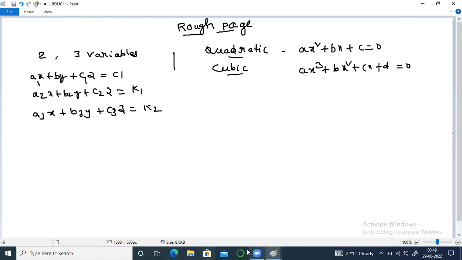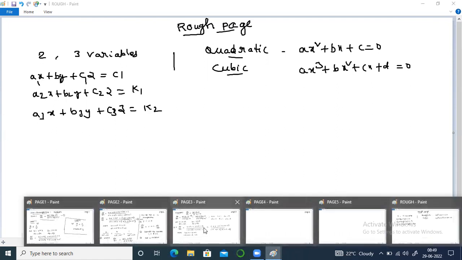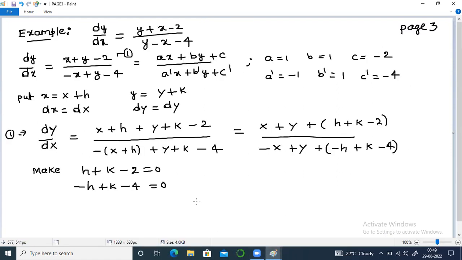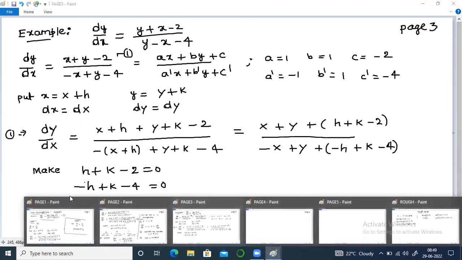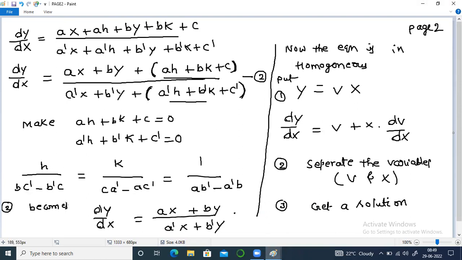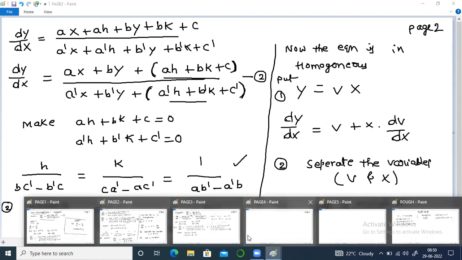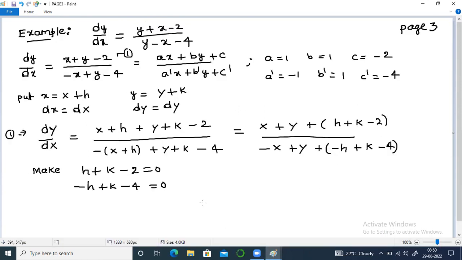Please use that. Now I'm going to the third page. You can solve by whatever method you want. Even one method I told you in the beginning, in the theory, right? Some direct formula: h by bc dash minus b dash c is equal to k by ca dash. This formula also you can apply to calculate h comma k values directly.